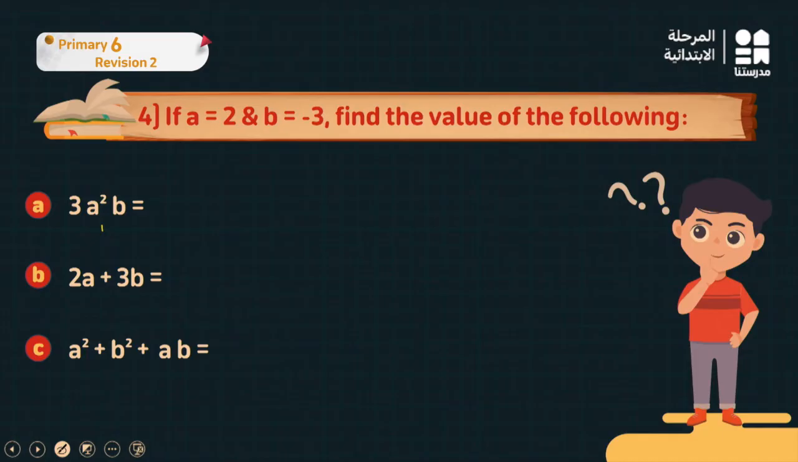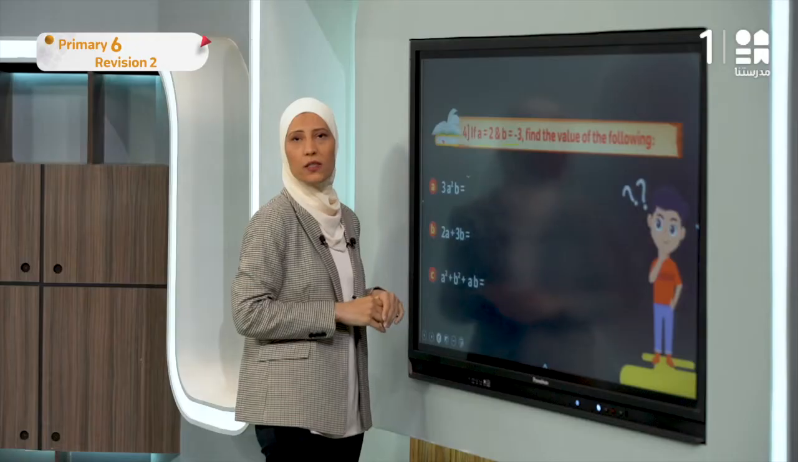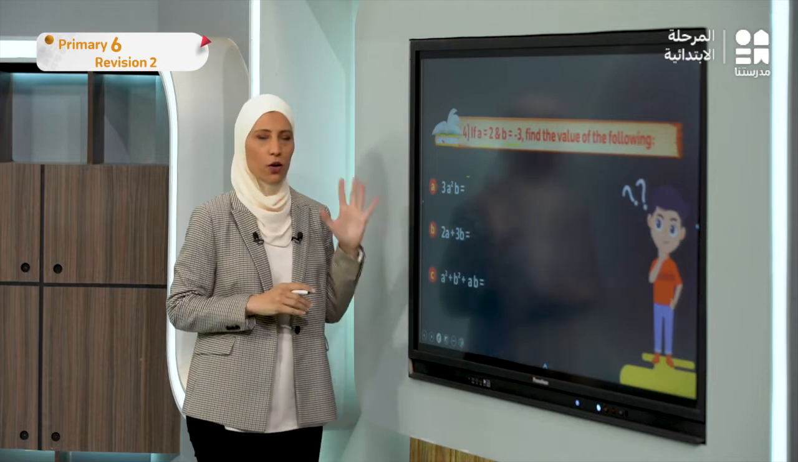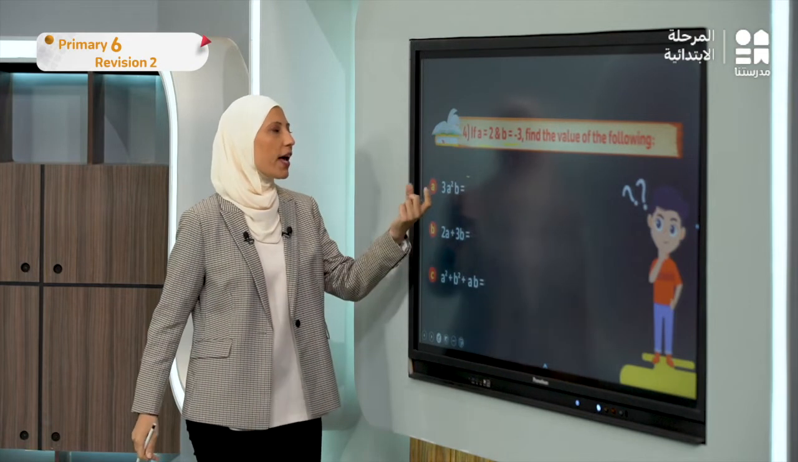Now this exercise is a very entertaining exercise. It's like a puzzle. Okay? He already gave you the value of the A, the value of the B, the value of every unknown. He wants you to solve the exercise using the value of the unknown. He already gave it to you.